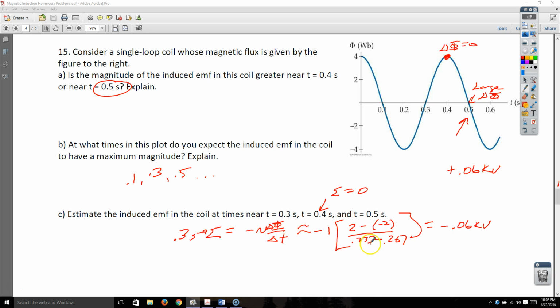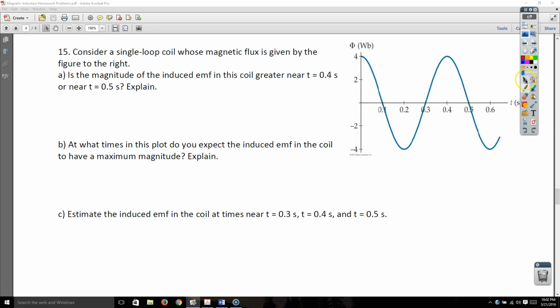Math would be the same, except for we start with -2 here. And then our times are a little bit different too. So I'll give you that math. This is going to be approximately equal to, so EMF, same equation, is approximately equal to negative, the value -2 Webers minus 2 Webers, all over 0.533 minus 0.467. And that will give us that positive 0.06 kilovolts. And that one is number 15.